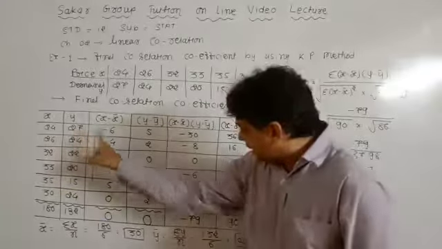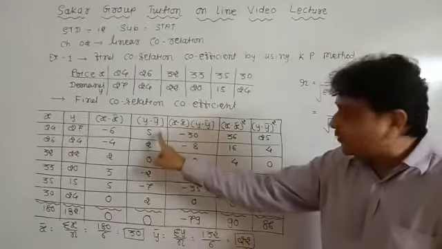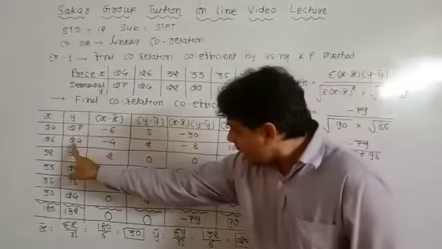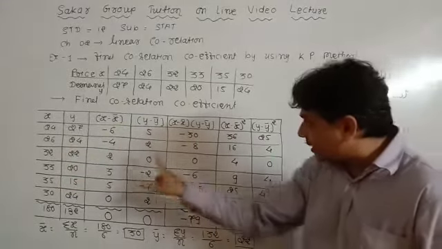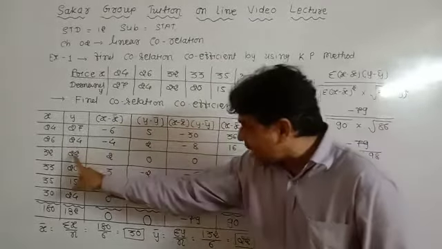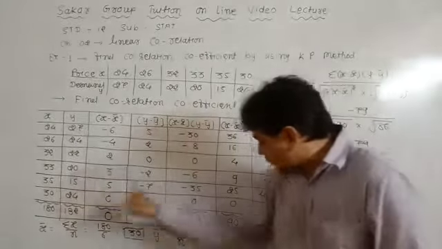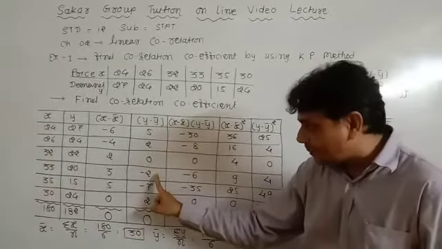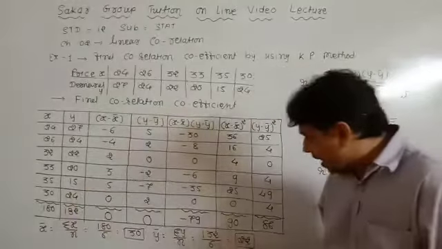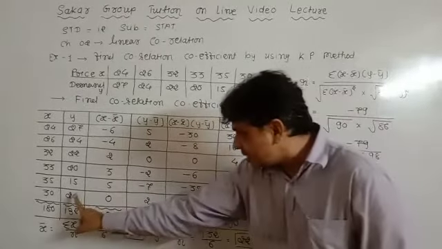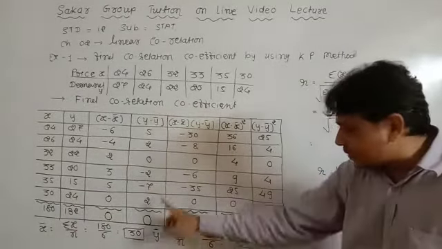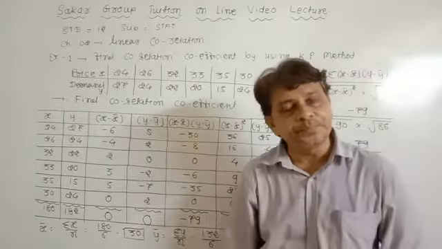So 27 minus 22, we get the answer 5. 24 minus 22, we get 2. 22 minus 22, we get 0. 20 minus 22, minus 2. 15 minus 22, minus 7. 24 minus 22, again we get 2.